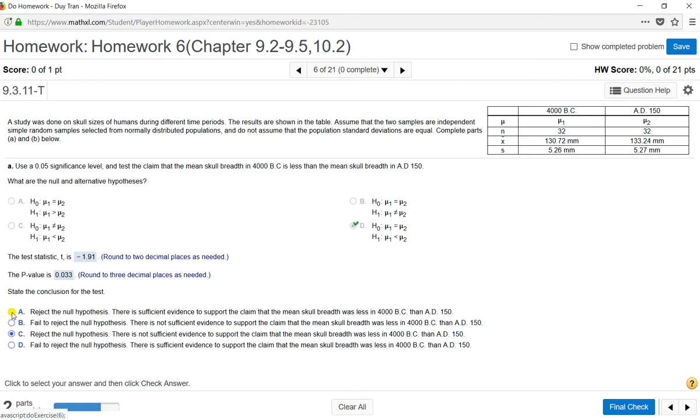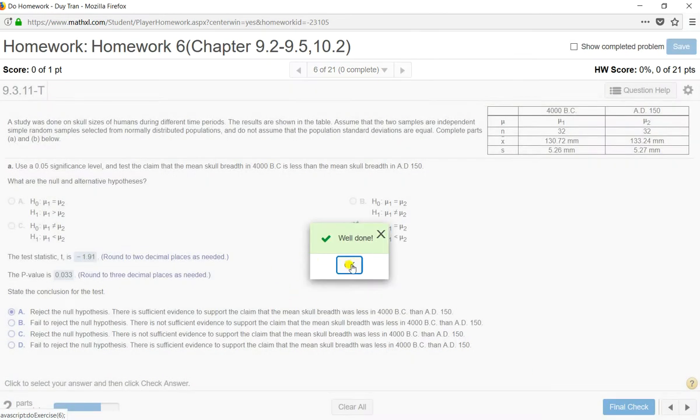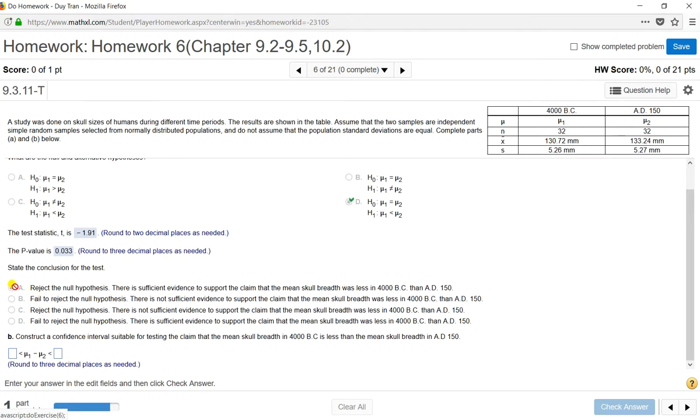Oops. Wait, reject the null hypothesis. Oh yeah, sorry, we reject the null hypothesis because there is sufficient evidence that we cannot conclude that mu1 is less than mu2. Sorry, this should be A. Yeah, because if we reject, that means we have sufficient evidence to reject that. Right? Yeah, it's easy to confuse here.